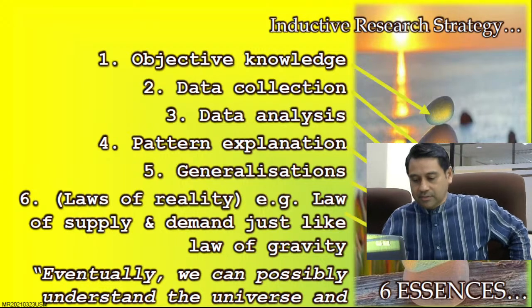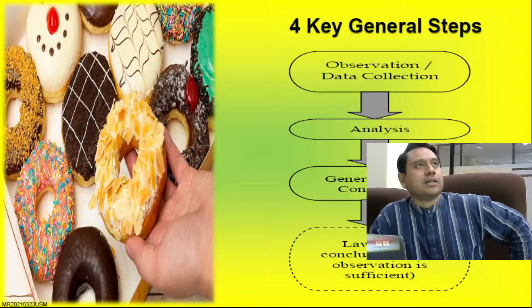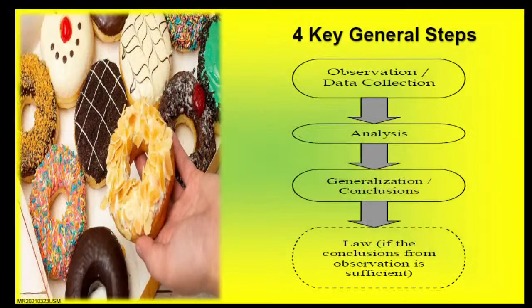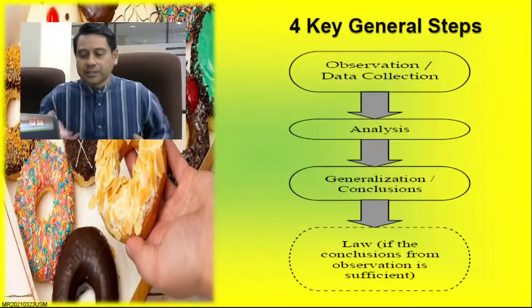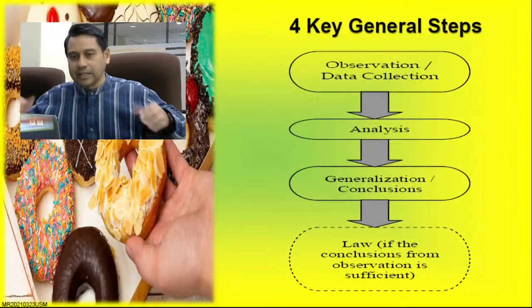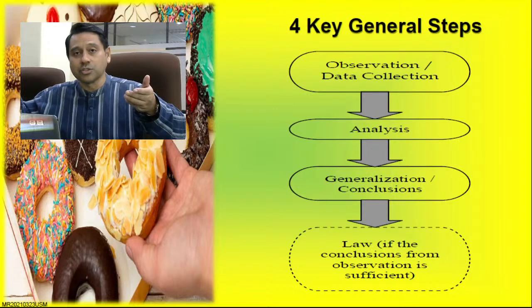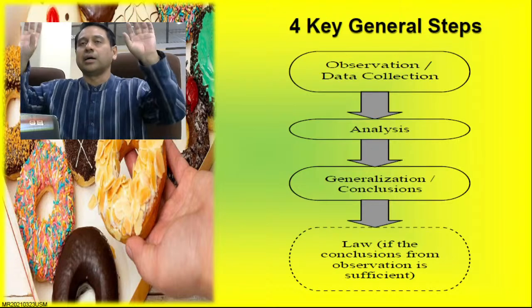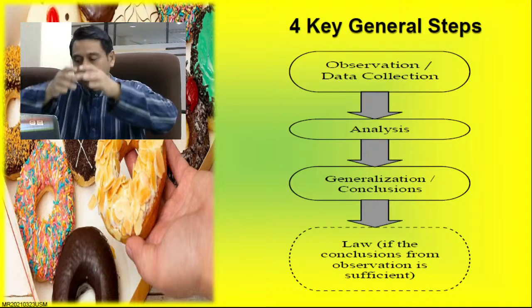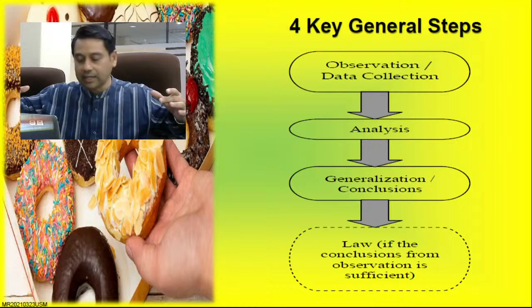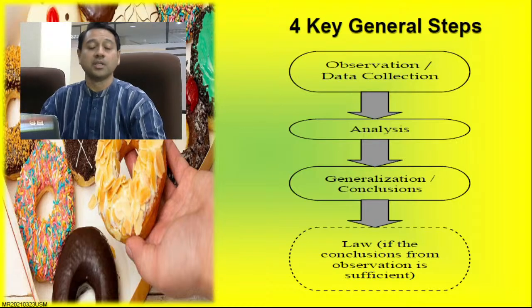And I think there's a final slide. 4 key general steps. So you start with observation, data collection, and then after you collect the data, you analyze the data, and then from the analysis you have generalizations and conclusion, and hopefully you can lift it up to laws. Maybe not. Usually at the PhD level, if you're carrying out inductive research strategy, generalizations will be sufficient.